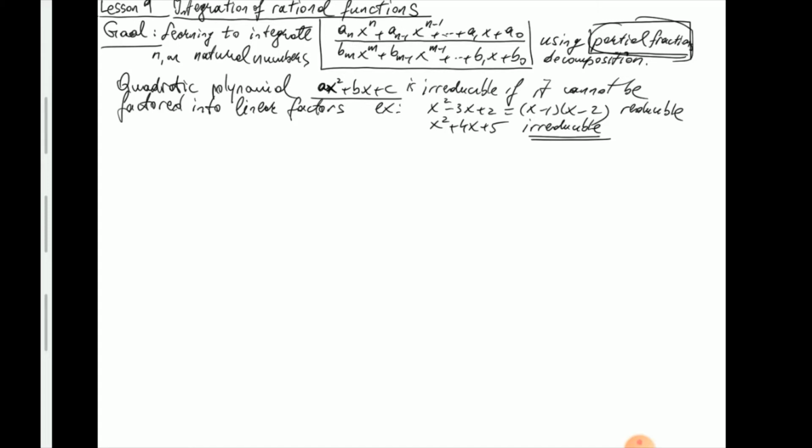So a quick test to see if a quadratic polynomial is irreducible is to look at the discriminant, b squared minus 4ac. If this is negative, then the quadratic is irreducible. Notice here that if you check this, 4 squared minus 4 times 1 times 5 gives me 16 minus 20, which is minus 4, so indeed it's less than 0. That's the fastest way to figure out if a quadratic is irreducible.